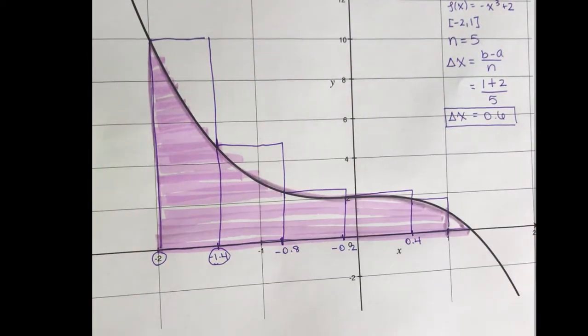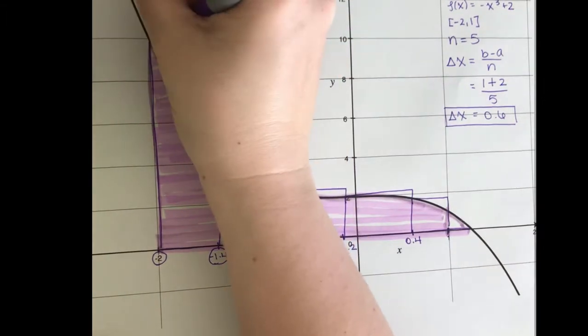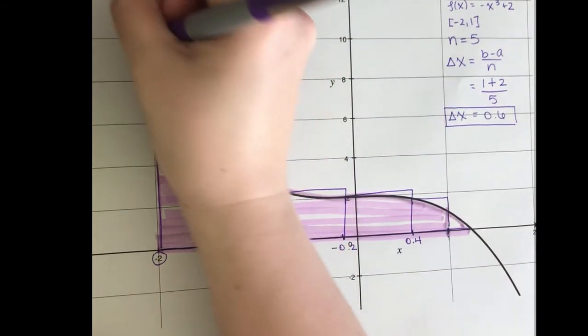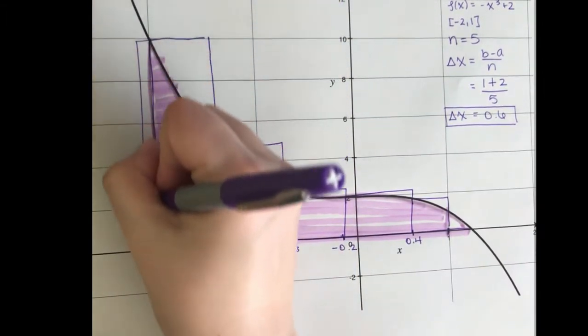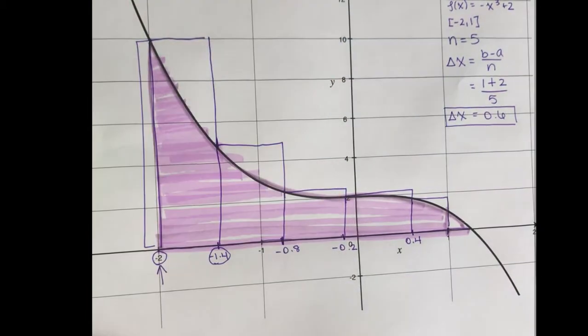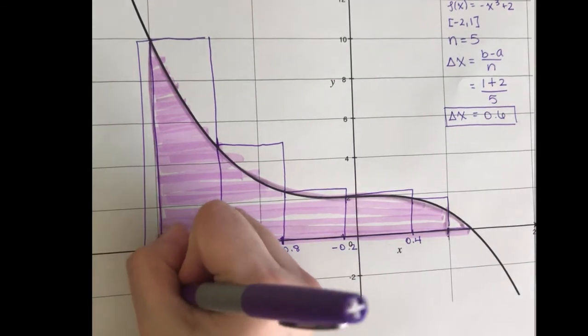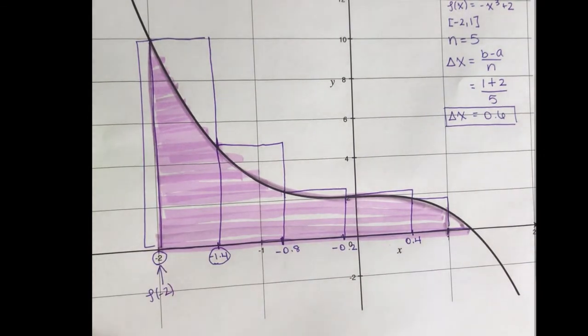The next thing that we're going to need is the function value at each of those rectangle heights. So since these are left bounded rectangles, we're looking at this height right here for the first rectangle. This is determined by finding the function value at the left endpoint of the rectangle. So I'm going to need f of -2, which when I calculate that, it's going to be 10.